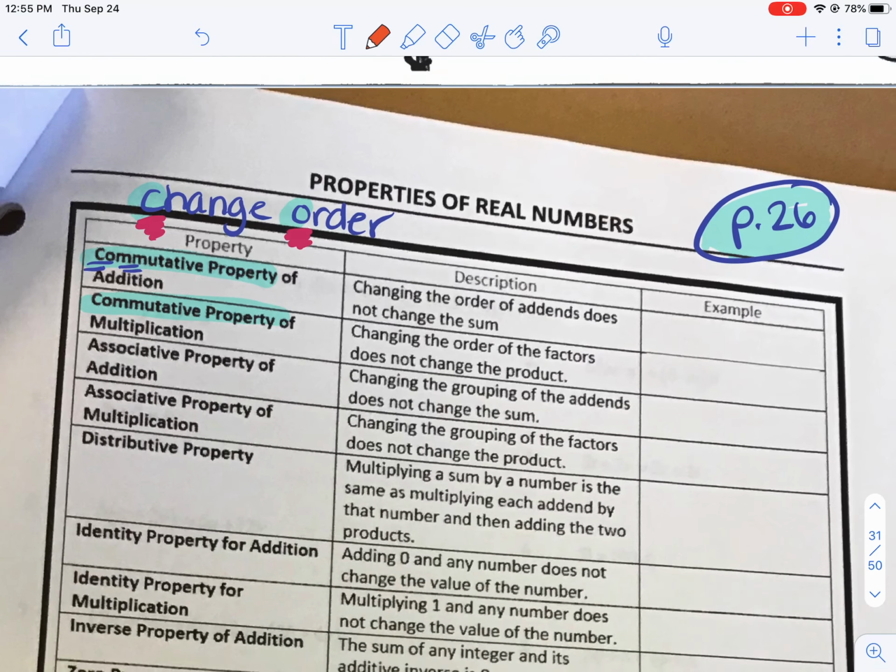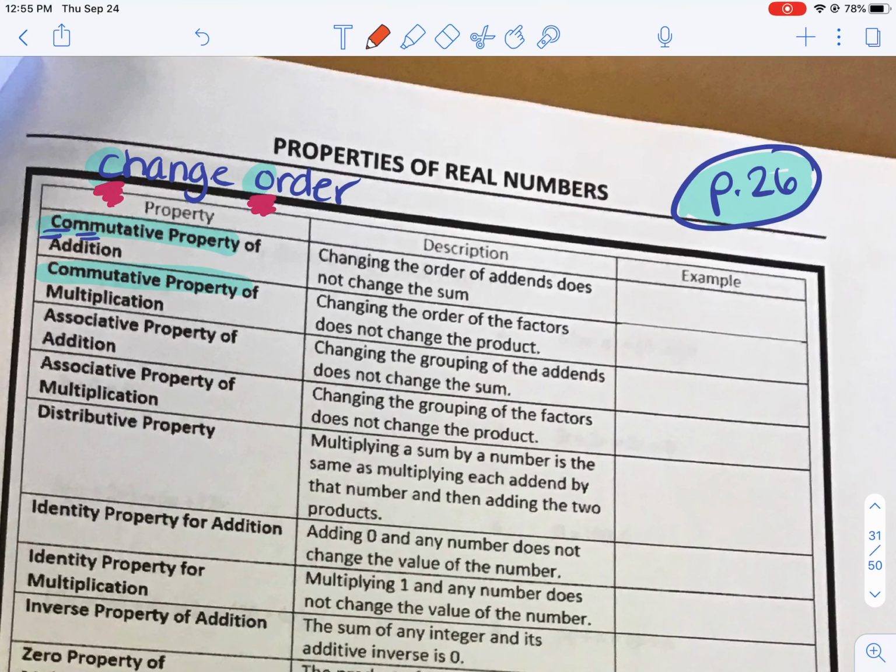So if we change the order, for example, if we're adding, if I have A plus B, I know that's the same thing as B plus A. Or, same thing with multiplication. If I do 5 times 3, that's 15. 3 times 5 is also 15.